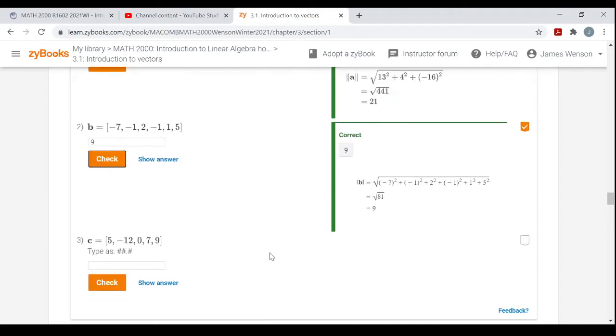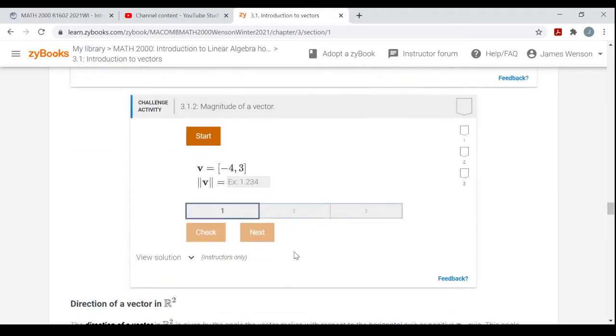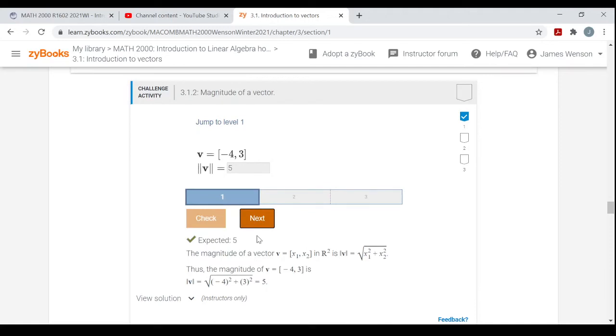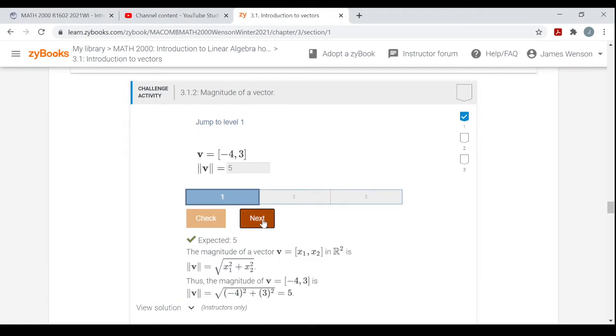Hopefully pretty easy. And I'll leave the last one for you. The challenge is just finding the magnitude of a vector. Here we're given a vector in R2, 2 components. 16 plus 9 is 25, and the square root of 25 is 5. This is a magnitude, or a length, of 5 units. And I believe all 3 of these are just asking what's the magnitude of a given vector.